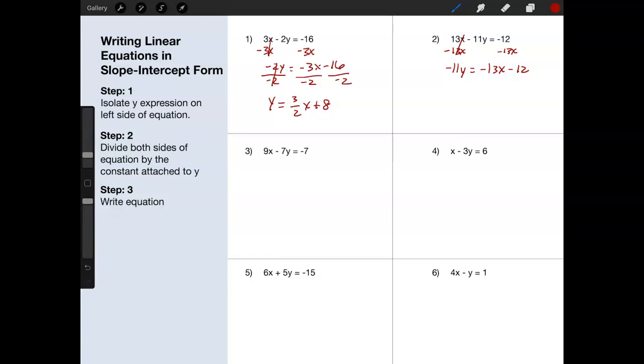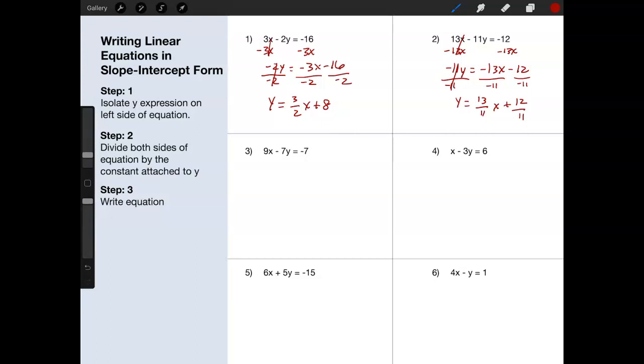Next step is to divide both sides by negative 11. We want to get y by itself. Divide by negative 11 here, here, and here. This cancels out, and we are left with y equals negative 13 over negative 11, which turns out to be positive 13 over 11 x, plus 12 over 11. Negative 12 divided by negative 11 is positive 12 over 11. No simplification necessary here.